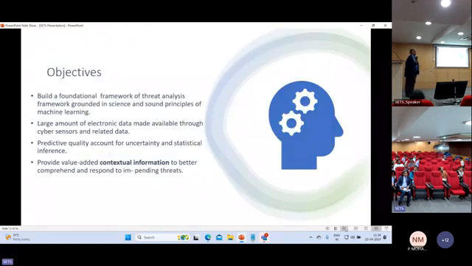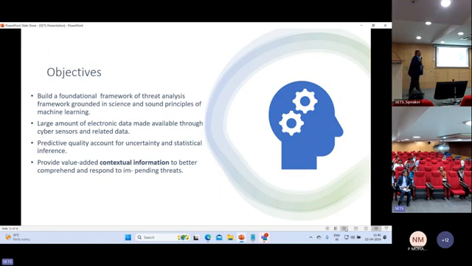So what is the goal? The goal is to find a foundational framework of threat analysis, and it has to be grounded in science. I can't just use one method and say that it can be used. It has to be very generalized, and sound principles of machine learning should be used. And remember, when we talk about any of these attacks, you're talking about a large amount of data, billions of data items. So the question is, how do you take this electronic data, available through sensors and related data, sort it, and create important inferences from it?